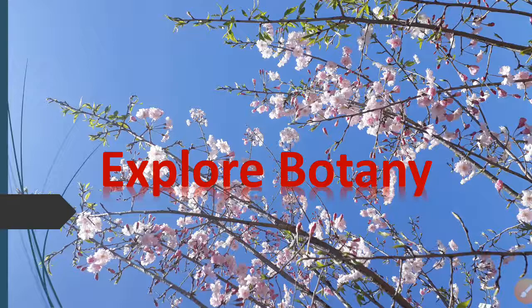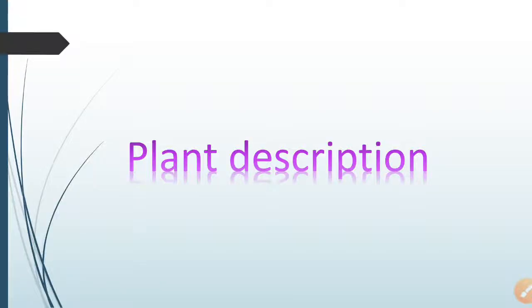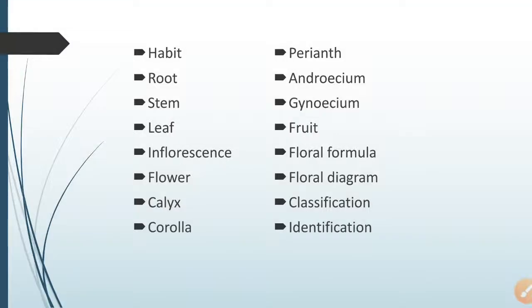So today I'm going to teach you some of the plant description, including the habitat, root, stem, leaf, inflorescence, flower, calyx, corolla, perianth, androecium, gynoecium, fruit, then floral formula, floral diagram, classification and identification. So in this slide I'm going to teach you the habitat and the root.